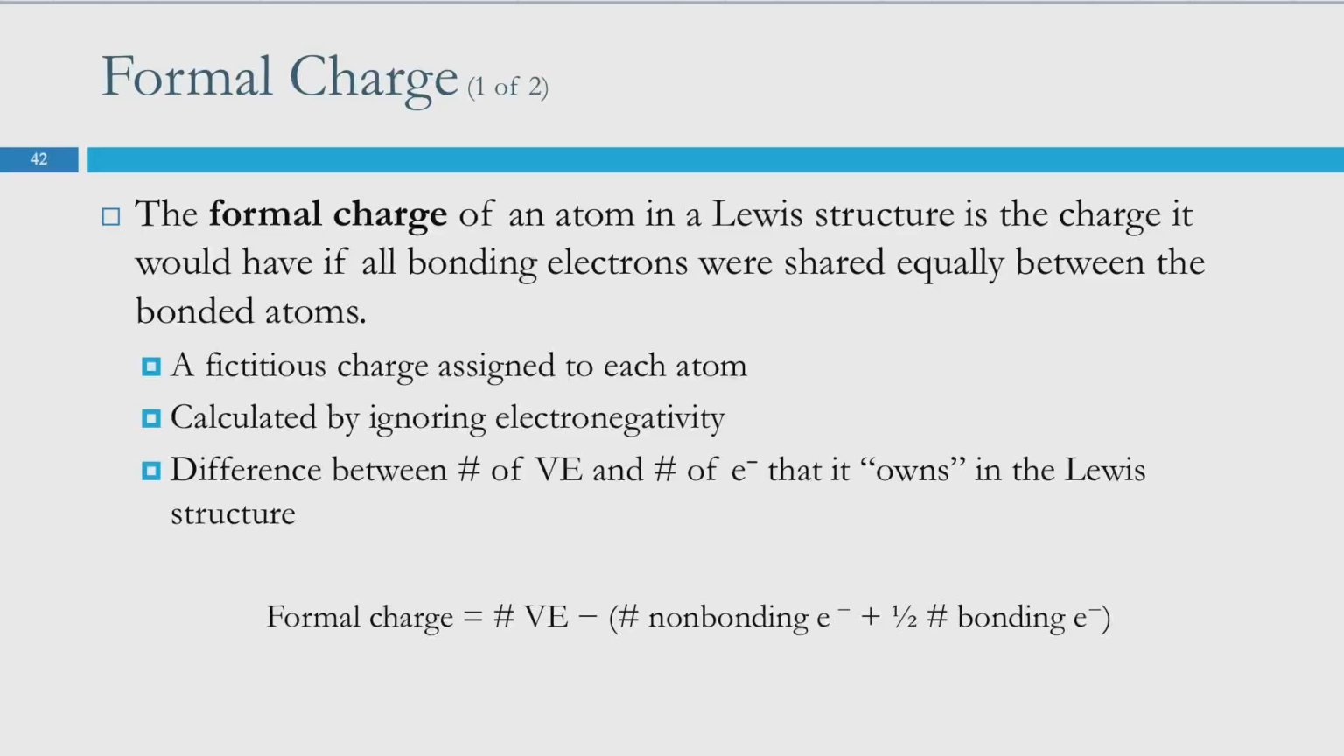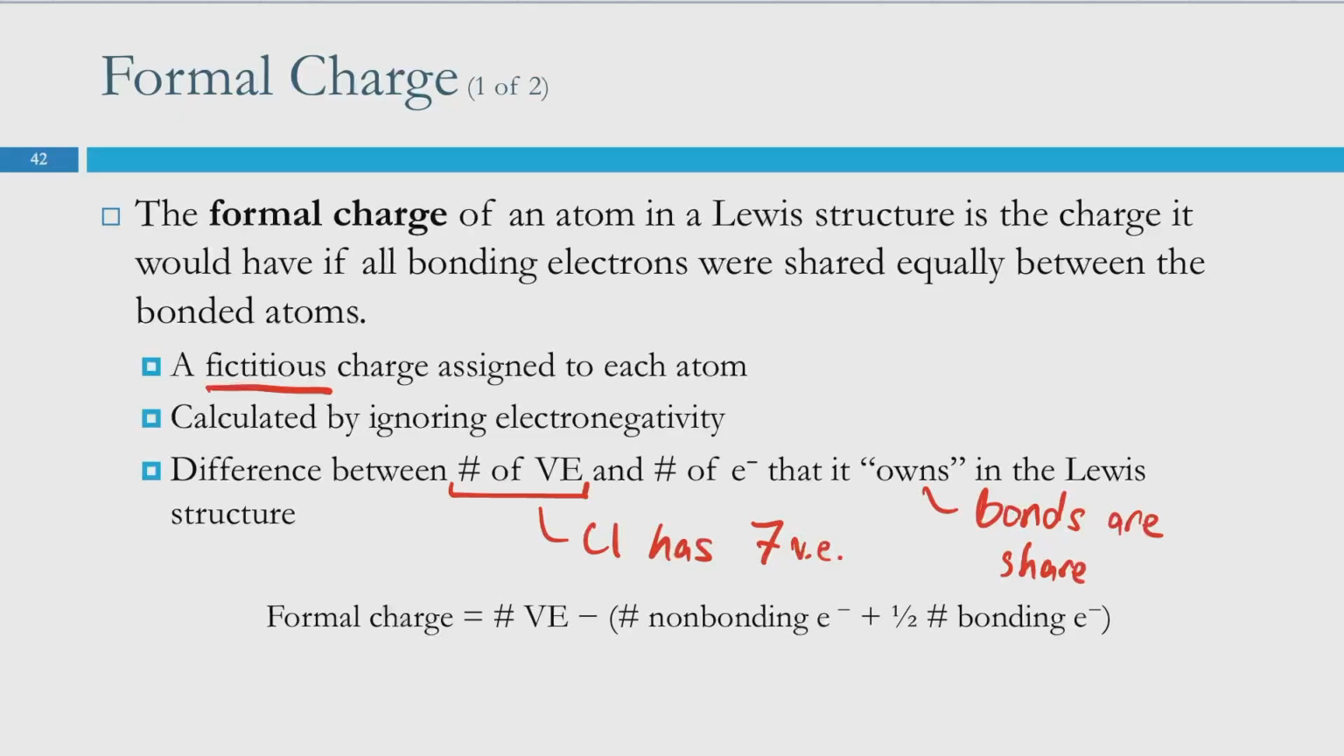So this is a fake charge, a fictitious charge. It's not an actual charge, it's just a number game that we play. And it's calculated ignoring electronegativity, so we don't pay attention to electronegativity, at least not in particular to start with. And it's the difference between the number of valence electrons for an atom, for example, chlorine has 7 valence electrons, and the number of electrons that it owns, and bonds are shared equally.